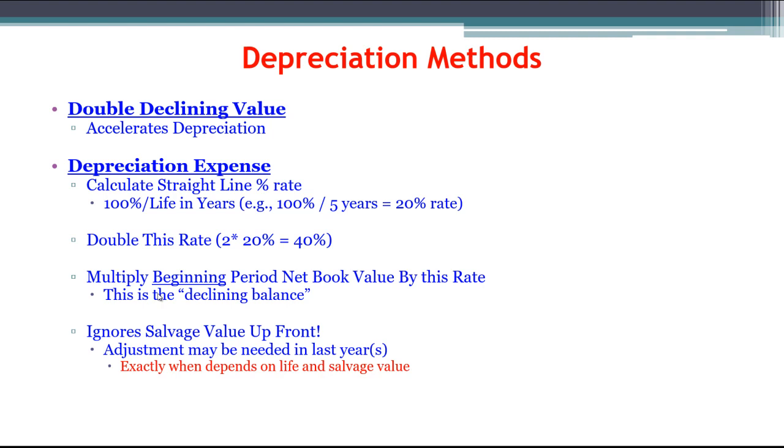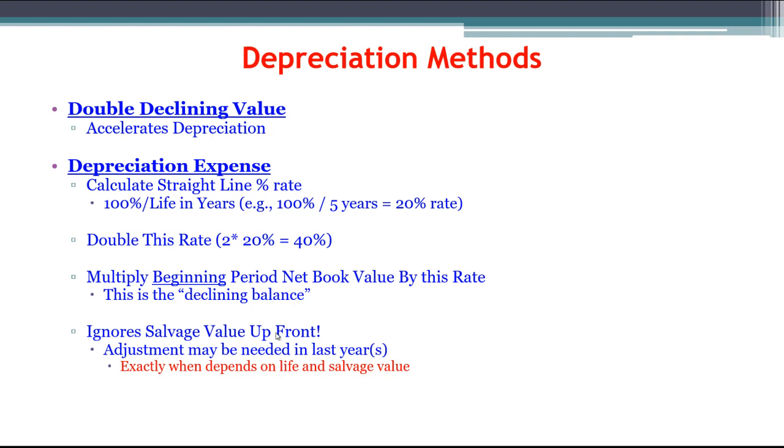Here's the thing that I want to stress very heavily, because it's the one thing that'll throw you off completely. This is the one method where you completely ignore the salvage value. Up front, I want to stress that. So you don't calculate a depreciable cost up front like you do with the other methods. Instead, this 40% is going to be multiplied by the beginning period net book value. And by beginning period, I mean the beginning value for each individual year.